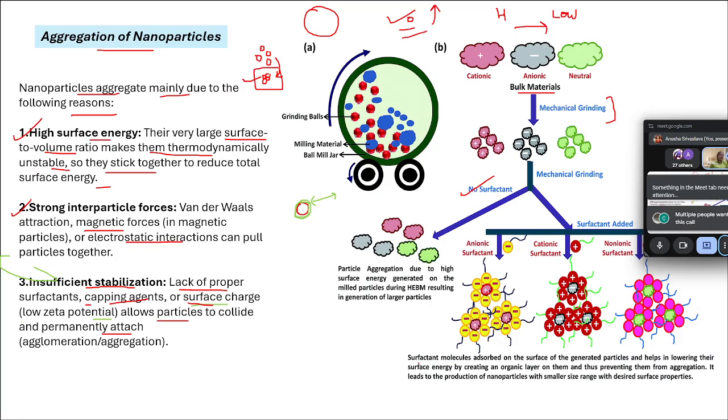Surfactant molecules, what do surfactant molecules do? They get absorbed on the surface of the generated particles. Suppose these are the generated particles, they get absorbed on the surface of generated particles and help in lowering their surface energy by creating an organic layer on them and thus preventing them from aggregation.